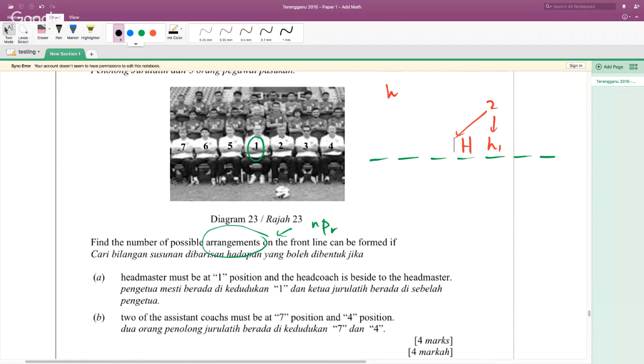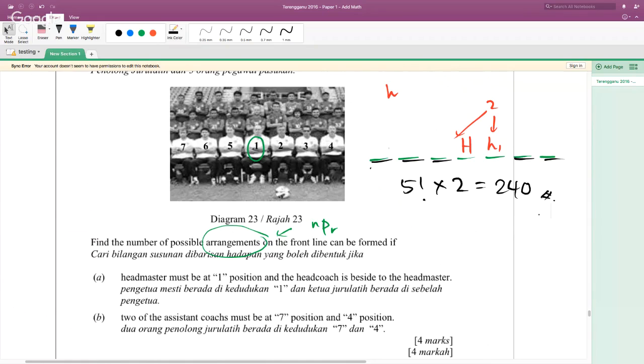If I let him sit on the right-hand side of the headmaster, how many players haven't sat yet? You still have 1, 2, 3, 4, 5. Those 5 can simply sit wherever they like, so it will be 5 factorial. And the head coach has to sit beside the headmaster, one of the two sides, so it's 2P1, or you just multiply by 2. This is how we solve it. So it'll be 240 ways to arrange this.